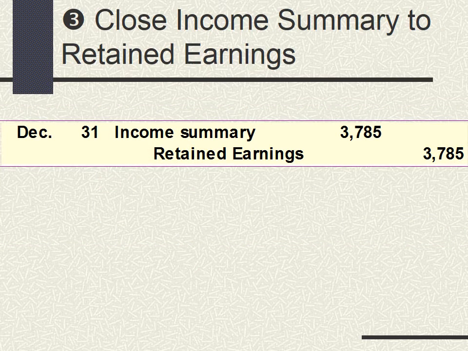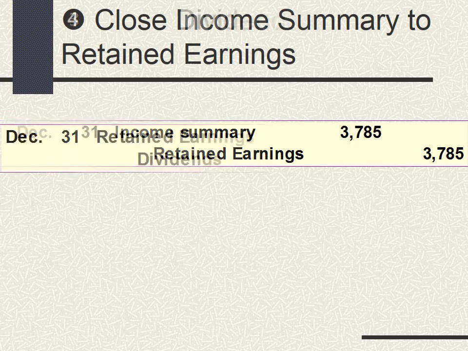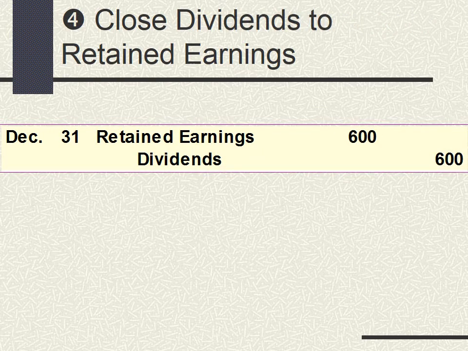Next, close income summary, and it's going to be closed to retained earnings. So income summary now has a 0 balance. Finally, we'll close dividends to retained earnings, and our transactions have come full circle.